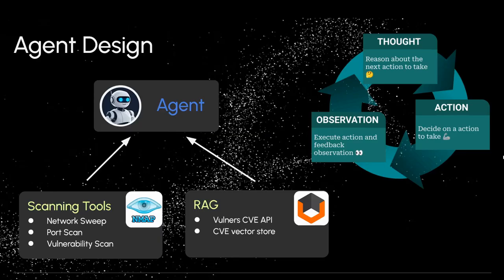One element that I want to focus on is the agent design. The agent has been given a handful of tools. The scanning tools that it can use are a network sweep in order to discover hosts on the network. It can also do a port scan to find open ports on those hosts. And then finally, it can perform a vulnerability scan to get common vulnerability IDs associated with the services listening on those ports. And with those IDs, we call the Vulners CVE API to get details about that vulnerability.